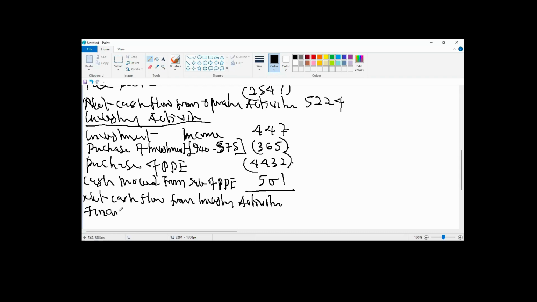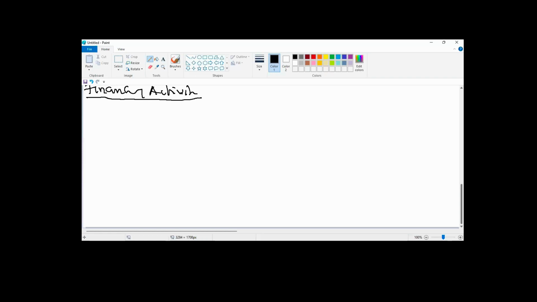The financing activities. 3849. Negative. Finance cost. This is an outflow, because there's no interest payable, nothing to adjust.